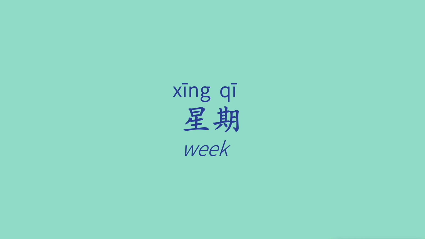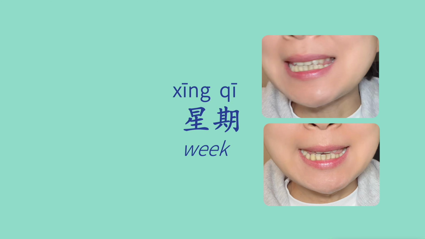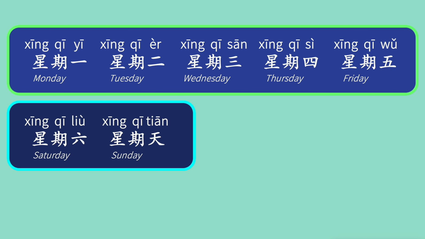When we pronounce 星期, our mouth should be wider, and lips should be flat and just behind our teeth. Our teeth naturally close. Different days of the week: we use 星期 with numbers. 星期一, 星期二, 星期三, 星期四, 星期五, 星期六, 星期天.